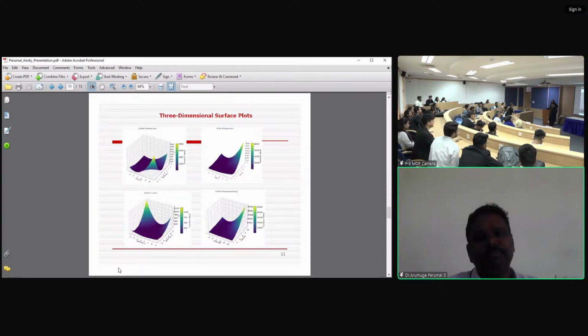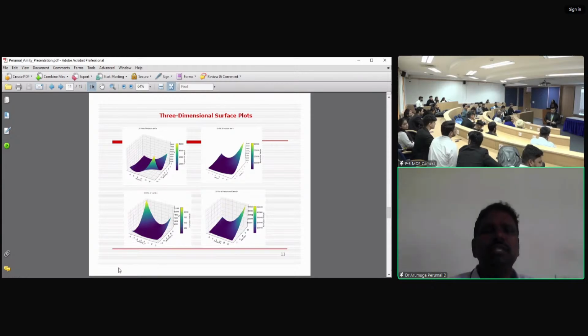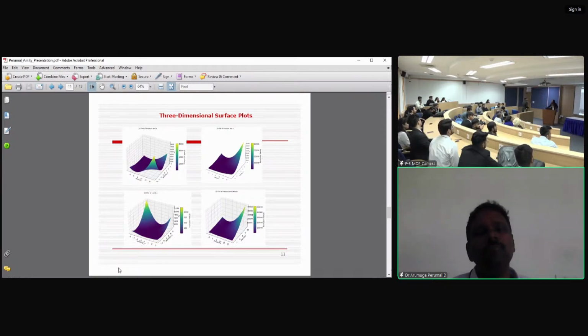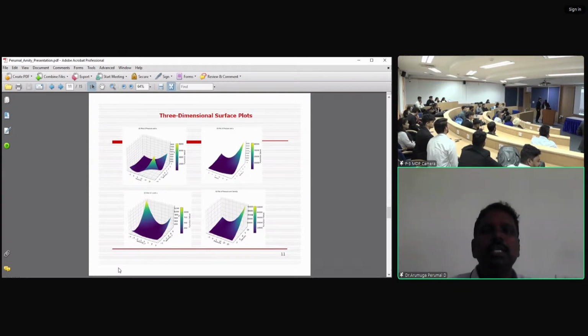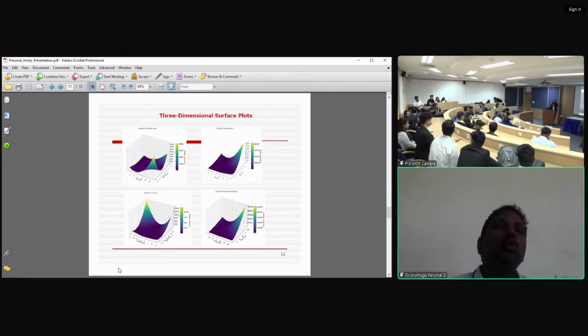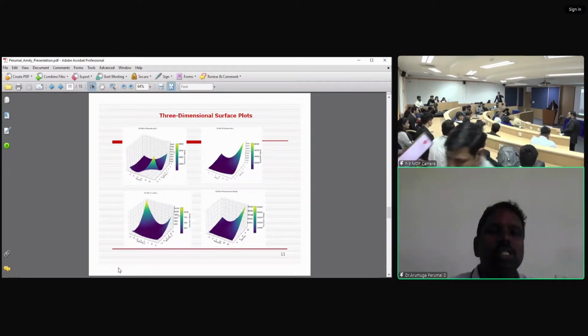Next, we know that all flows are three-dimensional. That is why we go for three-dimensional surface plots for different fluid flow characteristics. You can see pressure versus velocity, pressure versus density, and pressure versus other different characteristics. We also compared our U and V velocity for different Reynolds numbers.